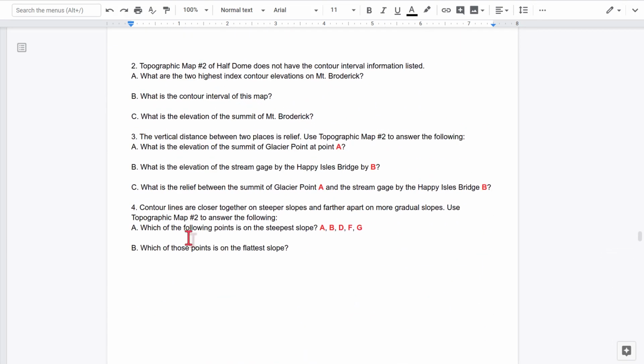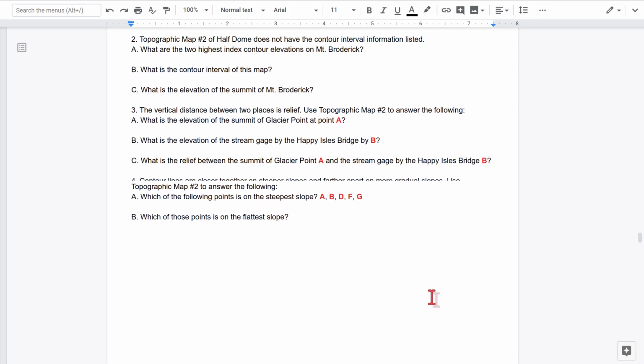And for that, you don't need to do any math. You're just looking and seeing where the lines are, how close together the contour lines are. Whichever has the contour lines that are the closest, that would be the steepest slope. Whichever one of those letters is on the lines that are farthest apart would be the flattest slope.